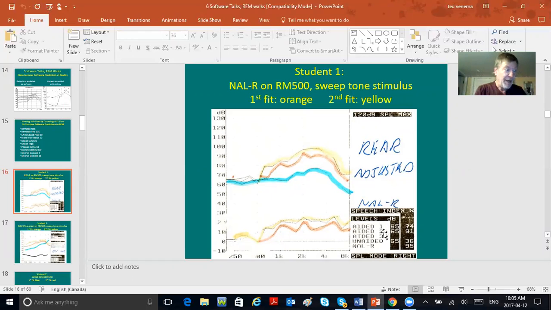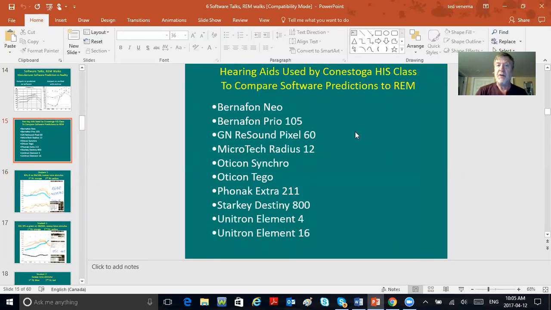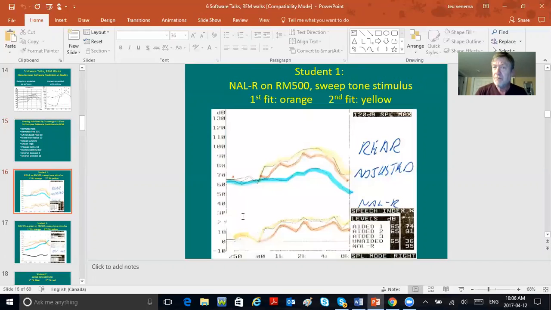What I mean is the manufacturer used NAL-R. You can choose NAL-R on the manufacturer software. It's hard to do today because most manufacturers have thrown away all those linear fitting methods. But about 5 years ago, they still had them. So the student entered in a hearing loss, some mild to moderate loss, chose NAL as the fitting method, and just chose one of these hearing aids. I can't remember which one, but it doesn't matter. Maybe it was Bernafon, could have been Resound, could have been Oticon, whatever. Chose one.